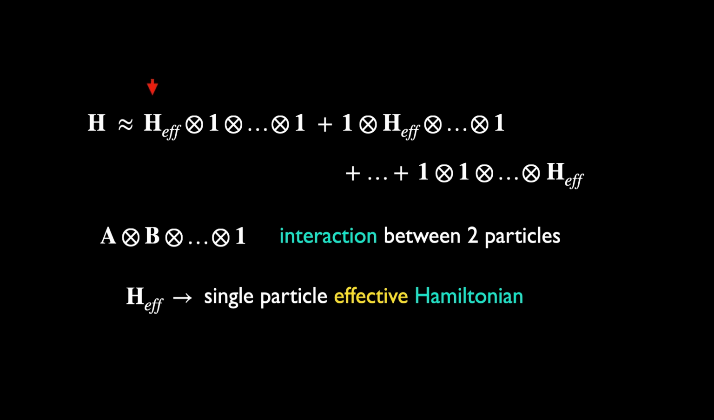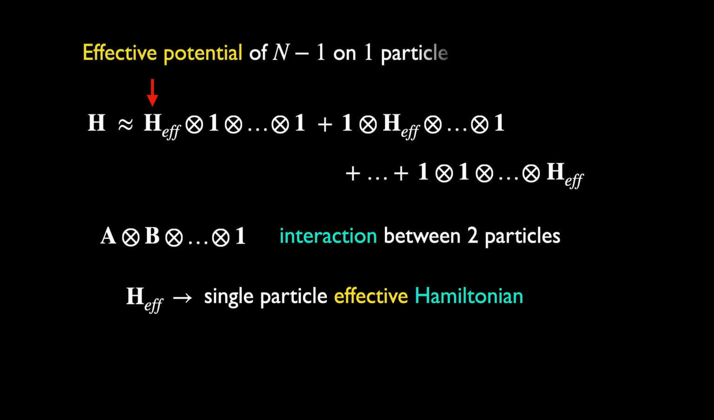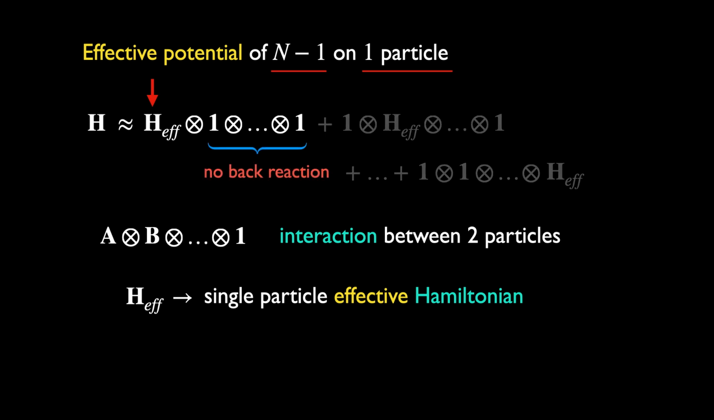This effective Hamiltonian describes the interaction of one given particle with all the other particles. Each particle experiences the potential due to the rest of the particles, while it is assumed that the latter feels no back reaction from this one particle. This is known as the Hartree approximation.